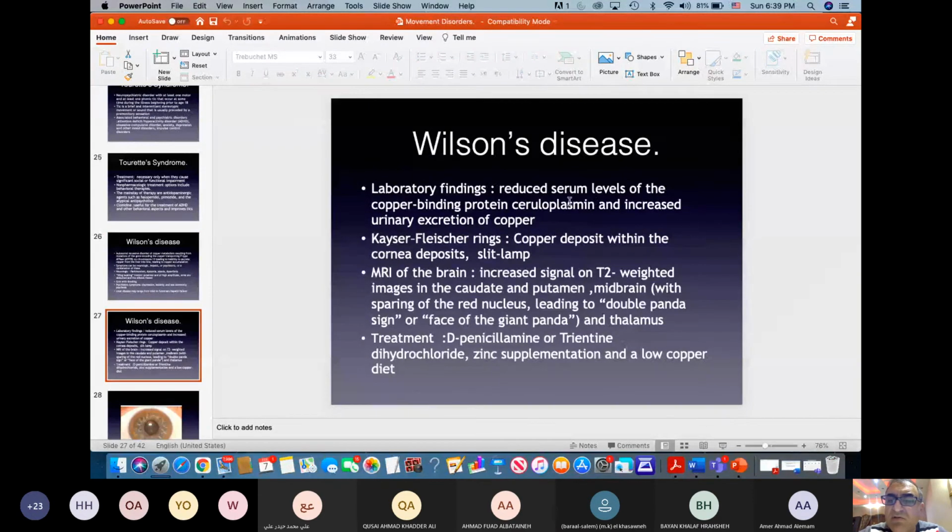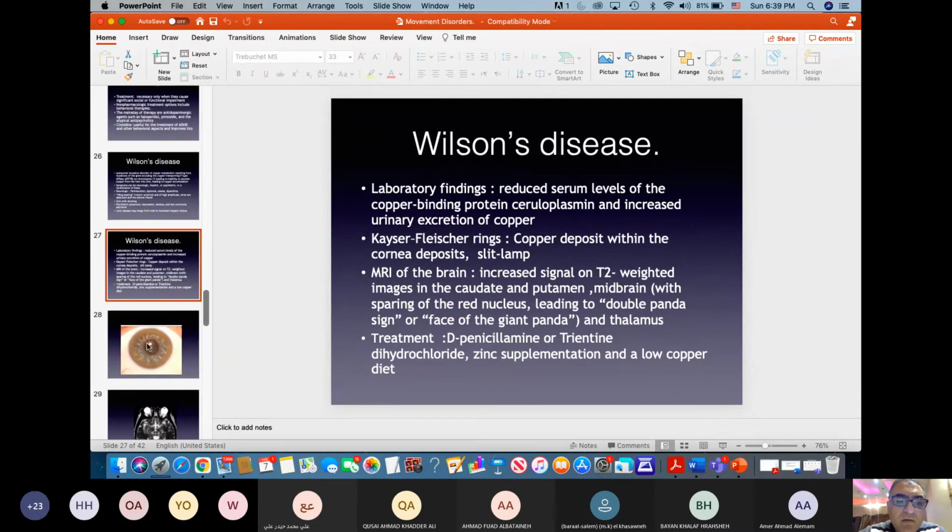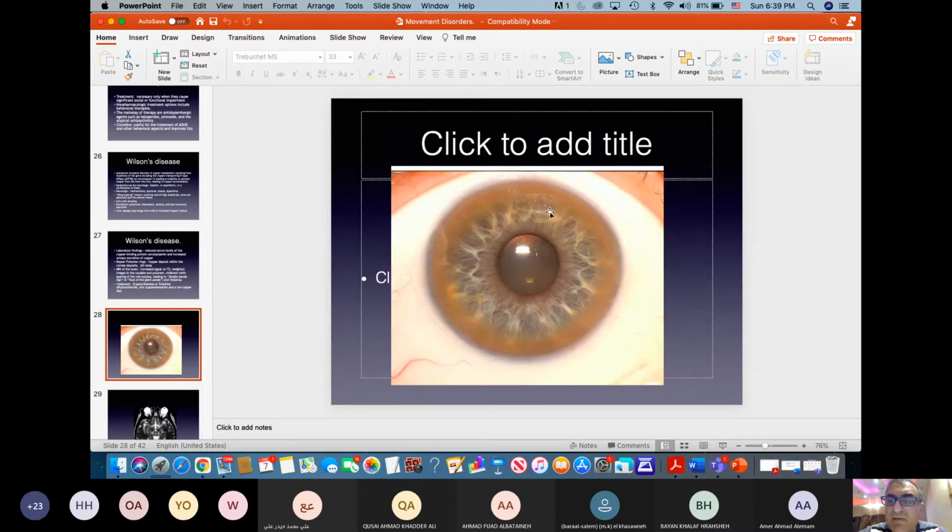How do we diagnose it? There are reduced serum levels of the copper binding protein, what we call ceruloplasmin. And when we do a 24-hour urine collection, there will be increased urine excretion. Kayser-Fleischer ring, basically, this is a slit lamp exam of the eye. As you see, you know the color of the copper. This is the copper deposit in the basement membrane of the eye.